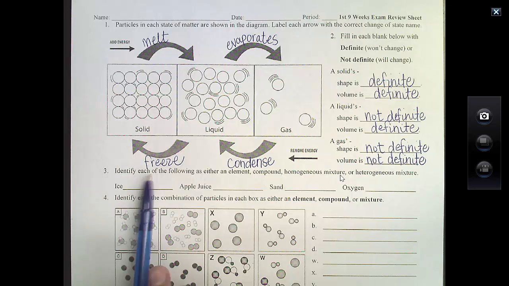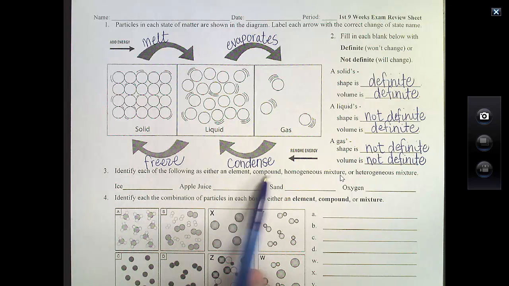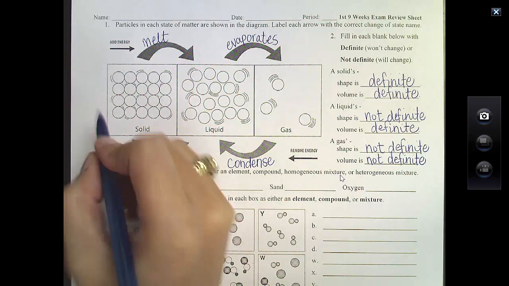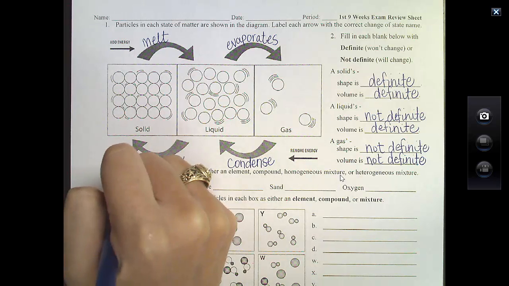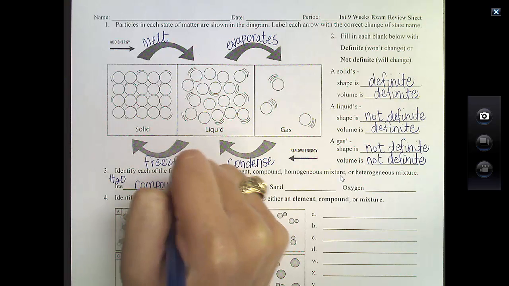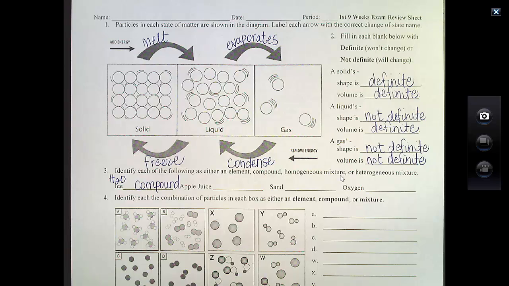Number 3 says identify each of the following as either an element, compound, homogeneous mixture, or heterogeneous mixture. Ice is just water. We know that water is H2O. Those are two different elements, and we know that two elements make a compound.